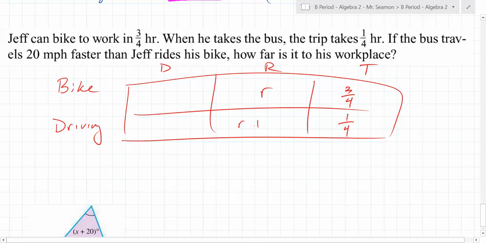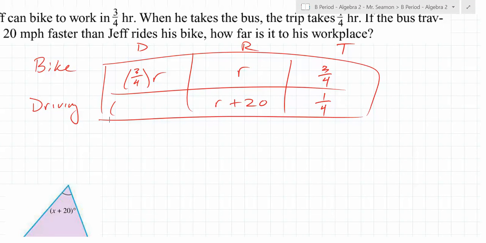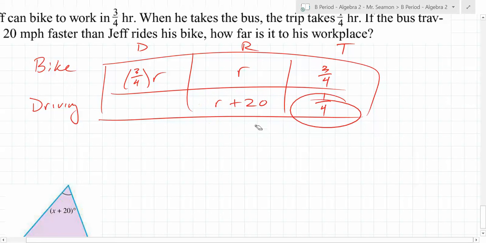R plus 20. If this is the rate and this is the time for biking, what's the distance for biking? 3/4 times R. If this is the rate and this is the time for driving, what's the distance? Distance is rate times time. So what's it going to be? What am I filling in right here, Kelly? Distance is rate times time, correct? Yes. So we have rate and time. So what is the distance for driving? R plus 20 times 1/4.